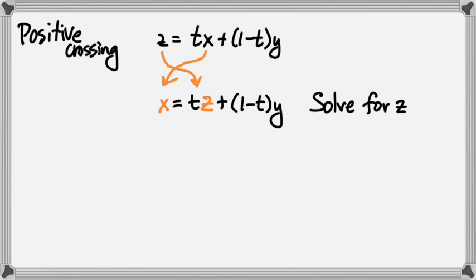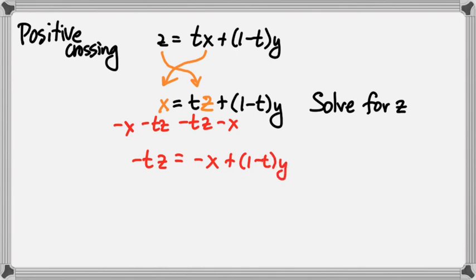So if I solve this for Z, I need to get that Z by itself on one side of this equation. So I'll subtract TZ from both sides. I'll also subtract X from both sides. So that I'll have minus TZ equals minus X plus 1 minus Ty. And then I need to get Z by itself. So what should I multiply by here?